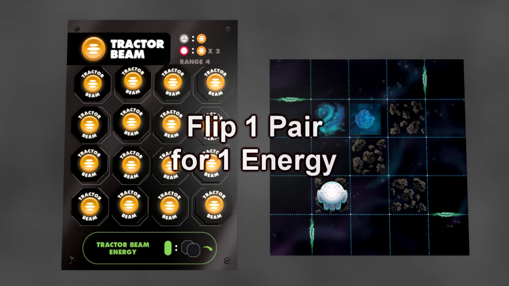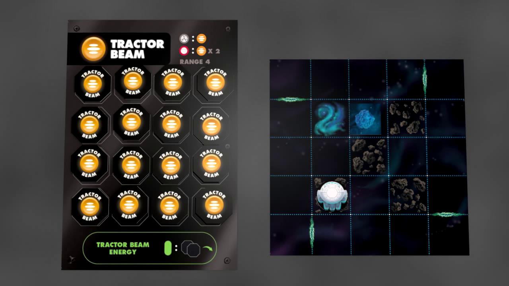You are allowed to turn over 1 pair of tiles for each energy that you receive from engineering. Here, we get 3 energy, so we get to turn over 3 pairs of tiles. During step 5, tractor beams, you will have 30 seconds to flip that number of pairs of tiles.